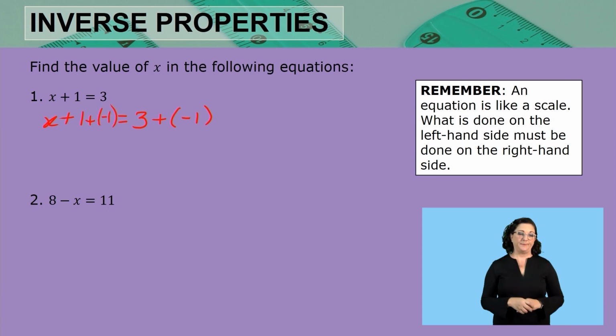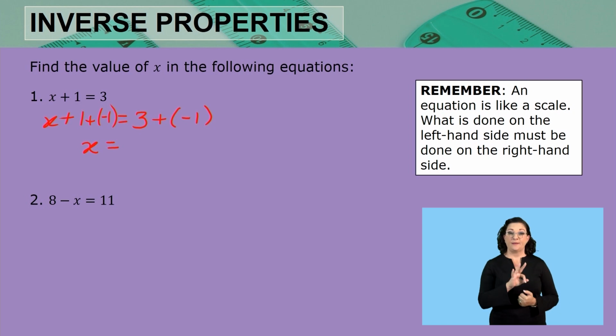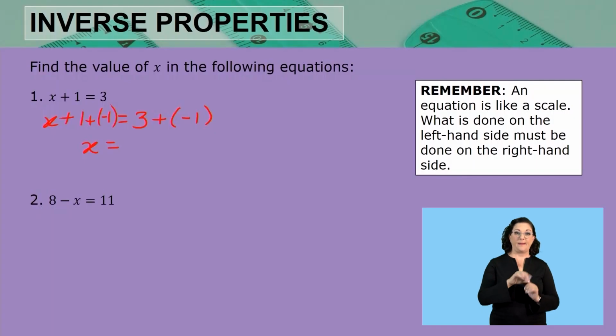So what is going to happen there? This is going to be x plus 1 plus a negative 1. Now we know that 1 added to a negative 1 will give us 0 because they are additive inverses of each other. And then here we have 3 plus a negative number. Remember, adding a negative number is the same as subtracting the additive inverse of that number. So that is 3 minus 1, which will give us a 2, which means that the number there is a 2.